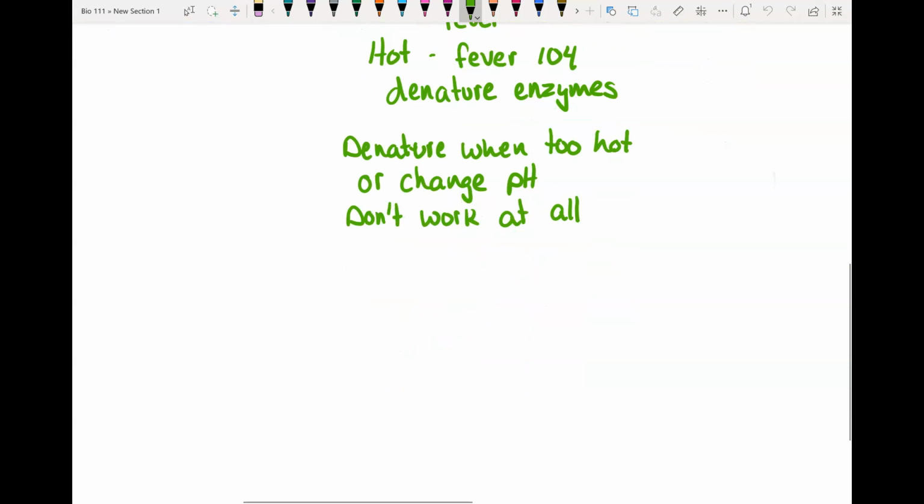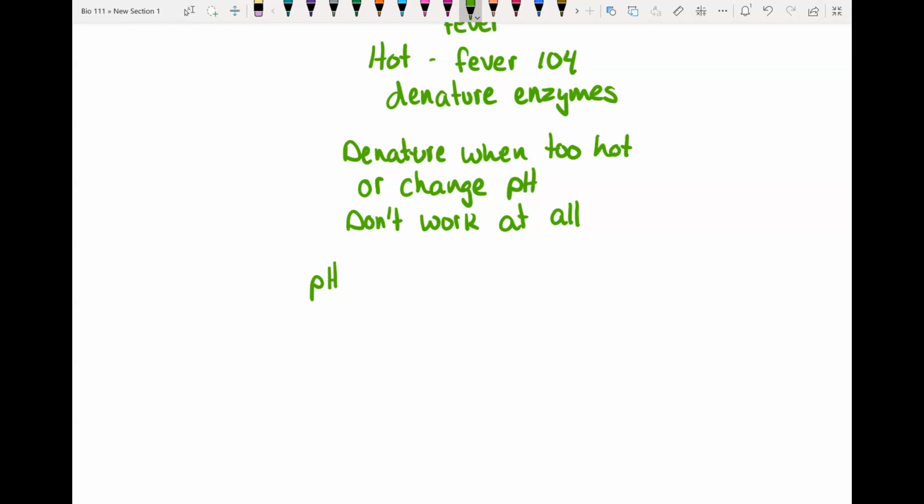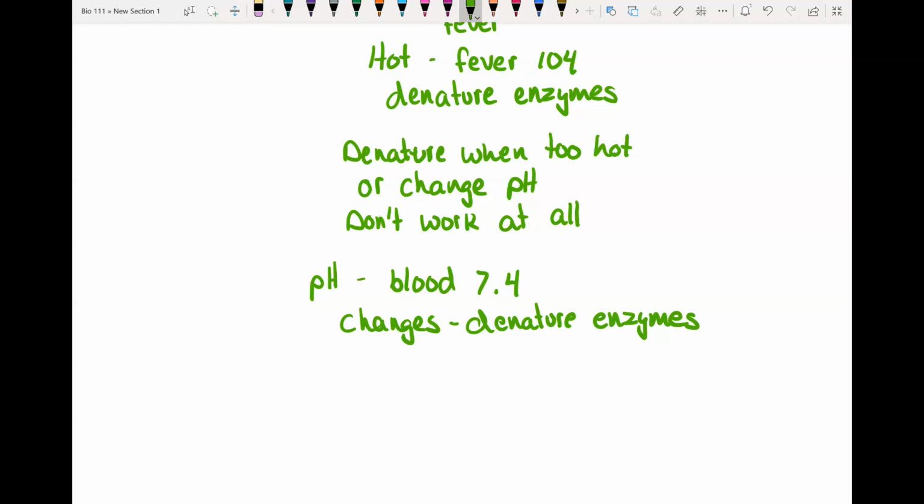So in addition to temperature, pH is the other important factor for helping your enzymes work. And remember, we talked about before that your blood pH has to stay at 7.4. So it's because of your enzymes is one of the reasons why this is so important. If this gets too high or too low, if it changes in either direction, you will denature your enzymes. And again, you can't live if you denature your enzymes.